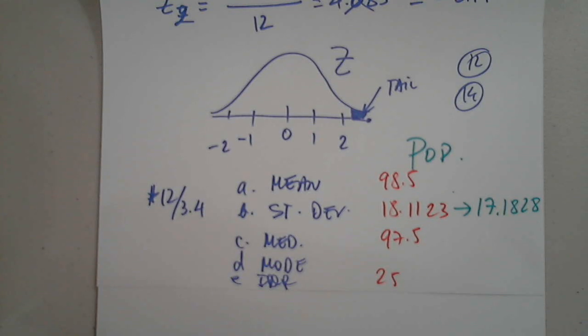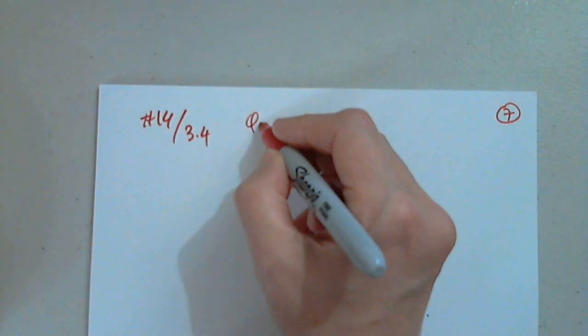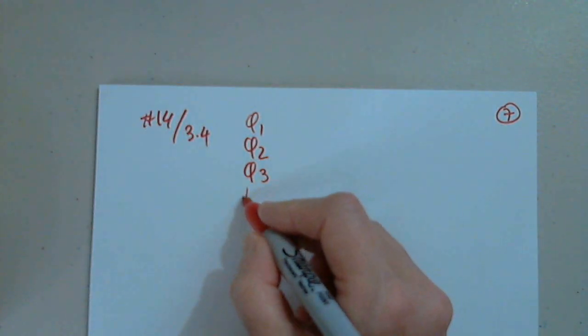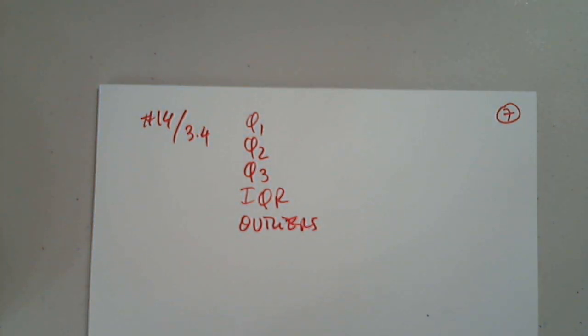Good. Now we want to look at 14. Very good pick. Well done. Use the accompanying data set to complete the following actions. We want the quartiles, the interquartile range, and identify any outliers. I'm on my page 7. So this is 14 in 3.4. They want Q1, Q2, Q3, the interquartile range, and outliers. So here it is.